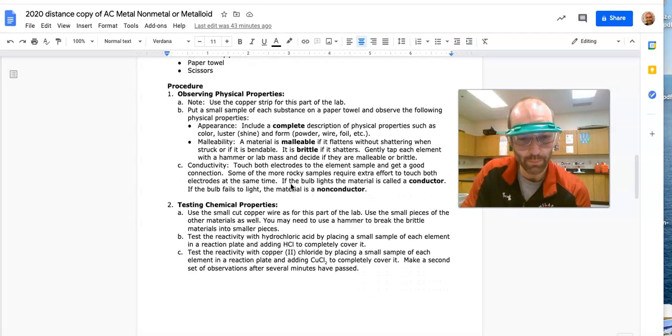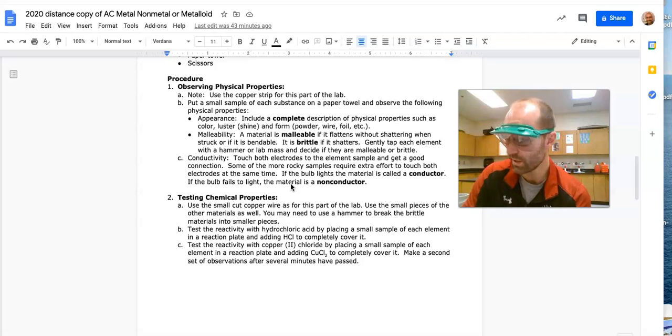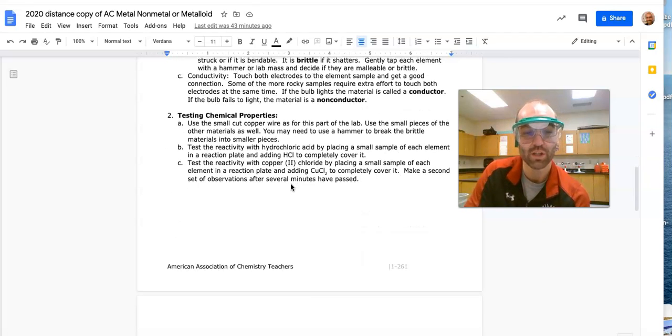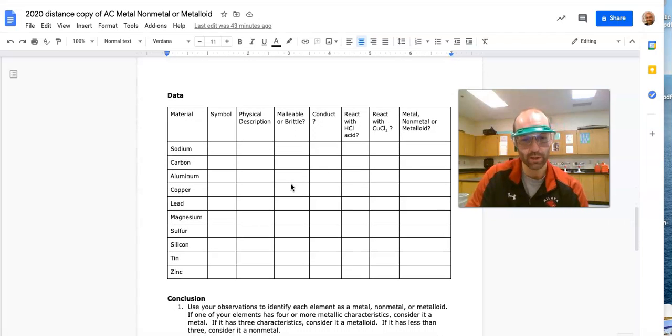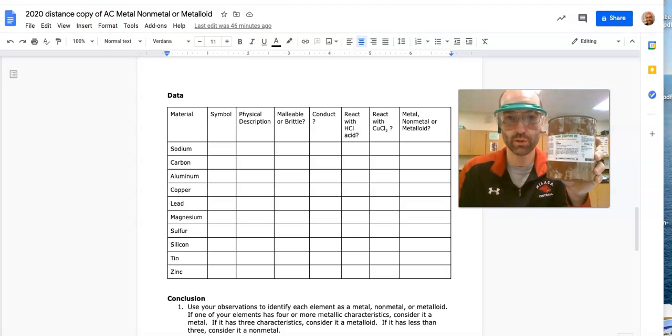Then we're going to look at some chemical properties, and that will be testing each substance with some copper chloride. It's a solution that we'll be working with, and some hydrochloric acid, and seeing how each material responds and reacts with that. So your data table is down a little bit lower, and I think that we are probably ready to get started. I'm going to leave it up to you to put the symbol for each, and we'll be talking about the physical description together and then doing these tests. Let's get started.